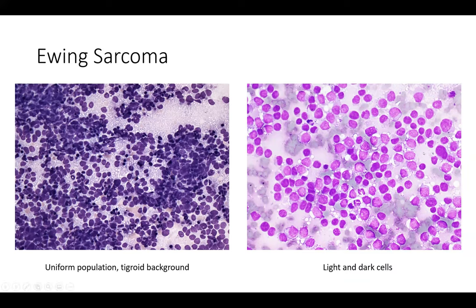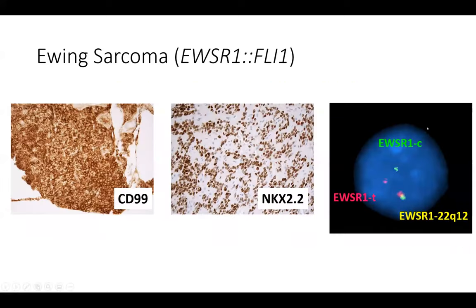However, one feature that can be very helpful to see is this characteristic light and dark cell populations that are often described in the textbooks. And what this refers to is the lighter cells having larger nuclei that are the viable cells, and the secondary, darker, more pyknotic round cells, which are considered to be the dying or less viable cell population.